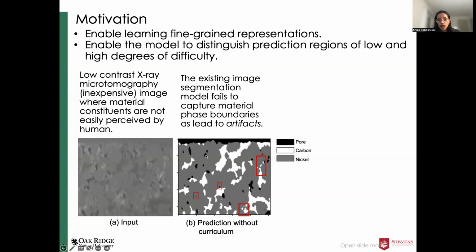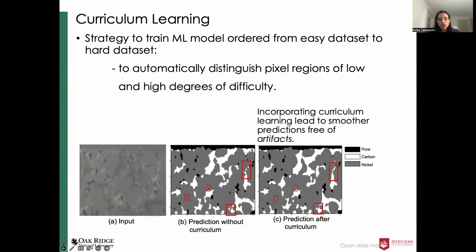Hence, we need a model which can enable learning the fine-grained representations for reducing these artifacts in the predictions. And our model eventually needs to automatically distinguish these predictions, which one needs fine-grained representations and which one needs coarse-grained representations. And we want to develop such a model.